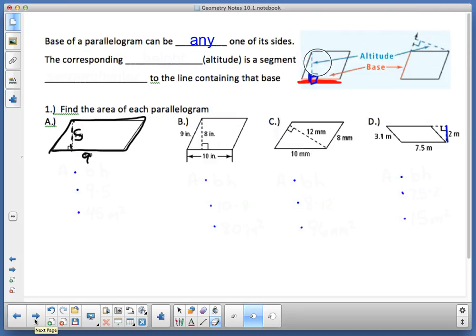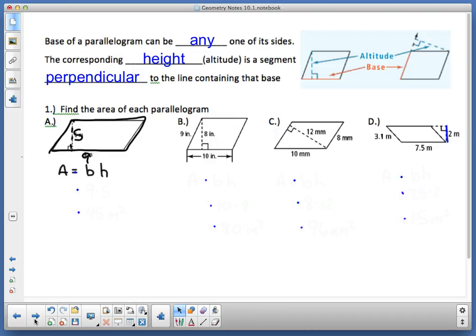And we talk about the height as an altitude. So the corresponding height, the altitude, is a segment, a perpendicular line containing that base. Remember, base and height are perpendicular to each other. So now, finding the area of each parallelogram in 1A, the base times height gives me the area of this parallelogram. So we'll go 5 times 9.